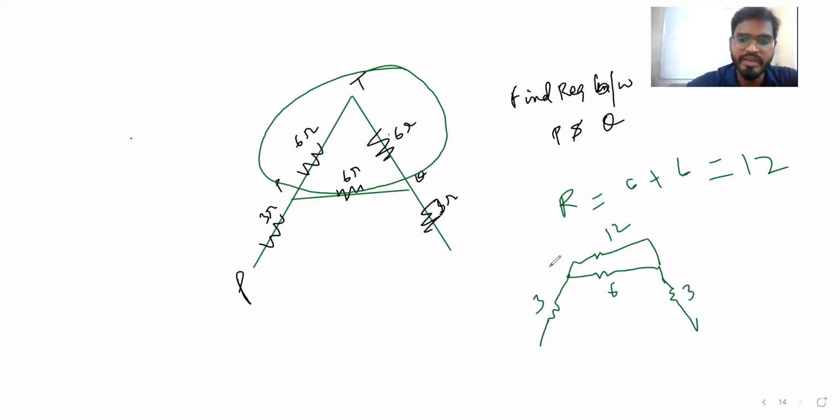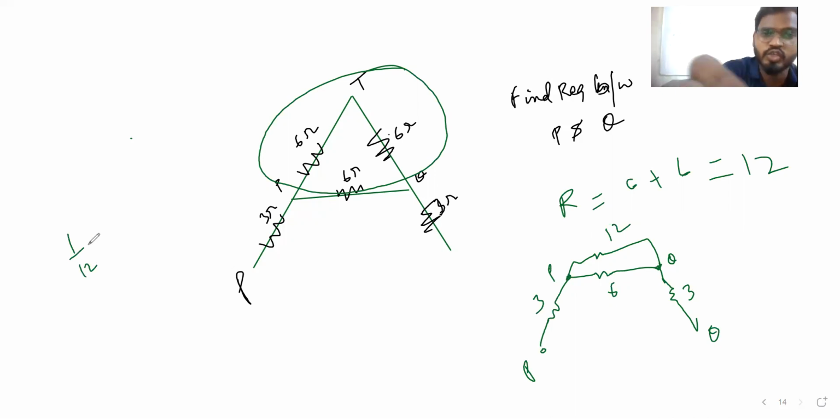Now 6 and 3 become what? Parallel, because there is a junction. Whenever there is a junction, the current will change. So 6 and 12 are parallel. Now remember one thing: whenever two resistors are in parallel, you can use multiplication by addition. Do not do 1 by 12 every time; remember, multiplication by addition.